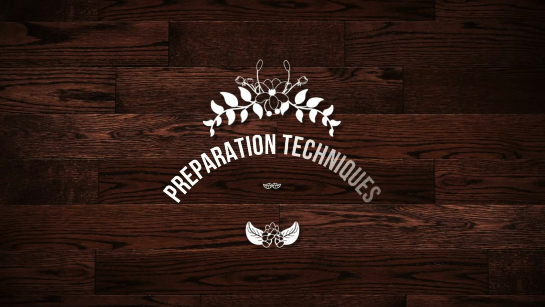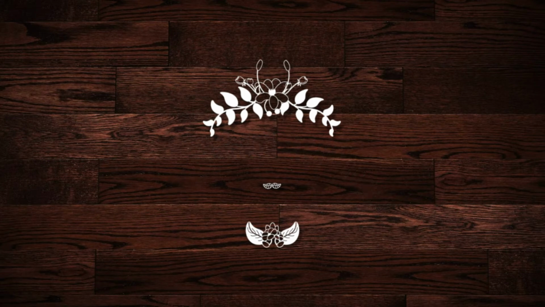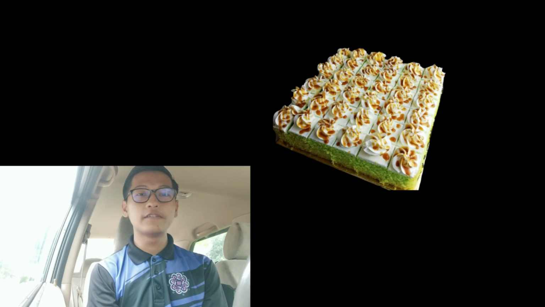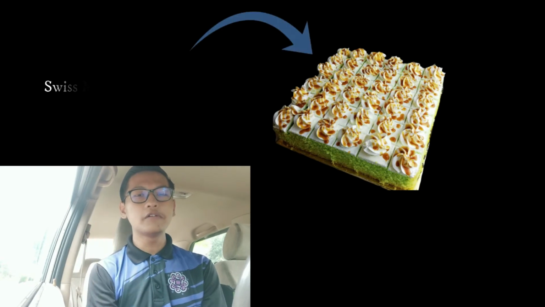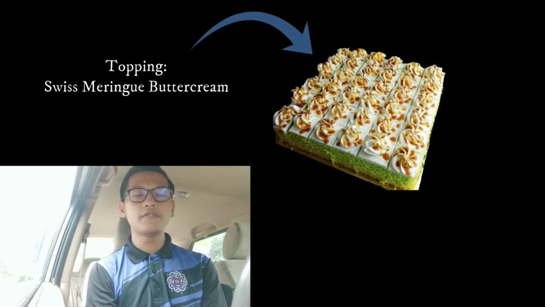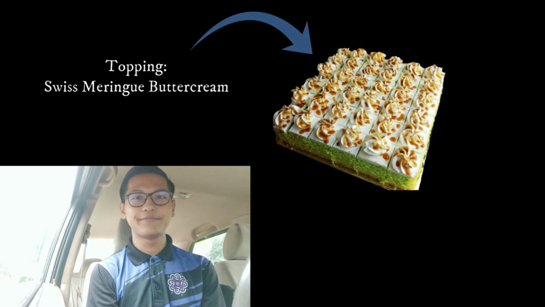So we continue to the part of preparation techniques of our recipe. There are two preparations for our recipe. First, for our base, we use the conventional method, and second, for our topping, we serve Swiss meringue buttercream.